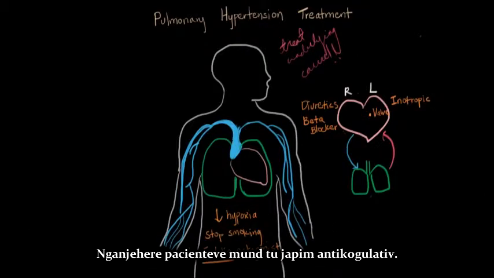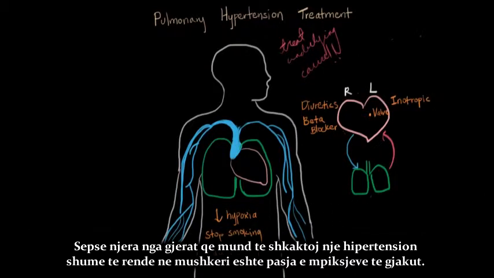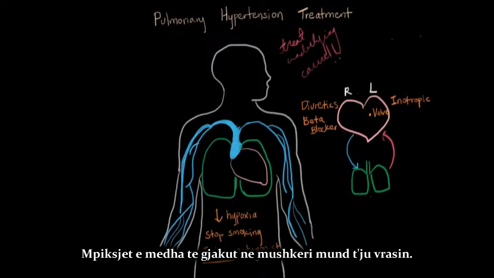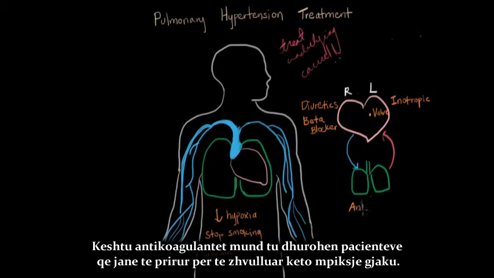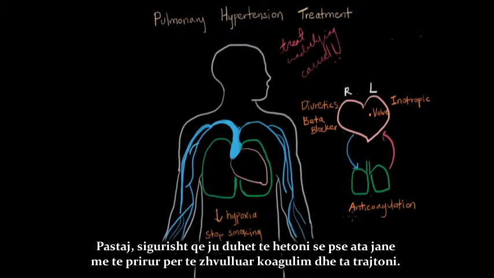And then sometimes we can give people anticoagulants, because one thing that could cause really bad hypertension in the lungs is if you have little blood clots. A big blood clot in the lungs will kill you, but if you have lots of little ones, they're not enough to kill you, but it will definitely create a lot of hypertension and blockage in the vasculature. So anticoagulation could be for people who are prone to make these blood clots. And then, of course, you want to investigate why they're prone to coagulation in the first place and treat that.